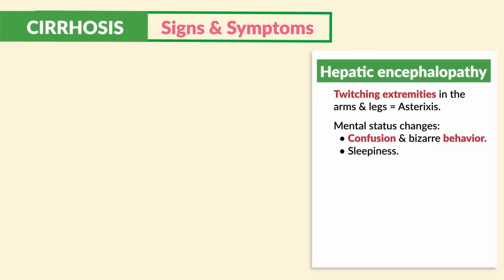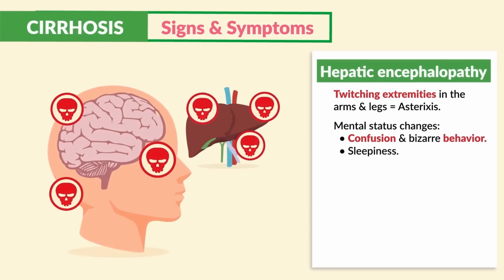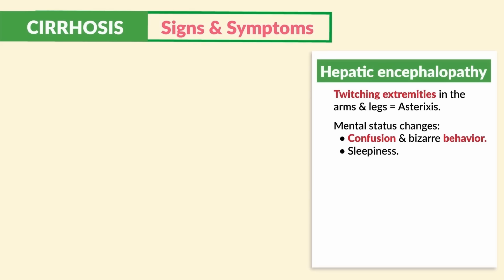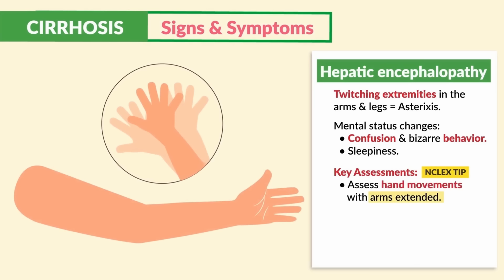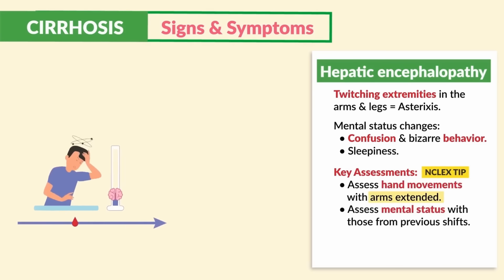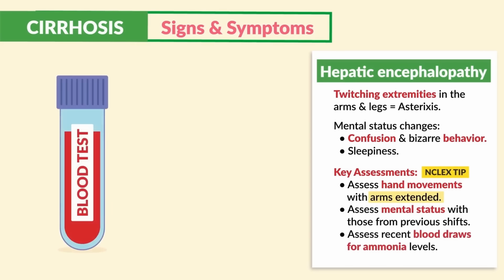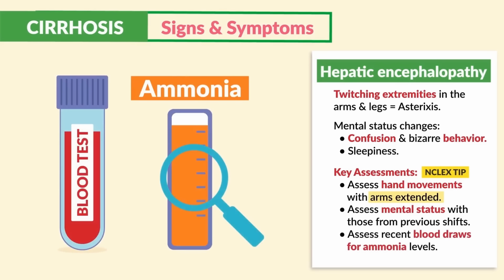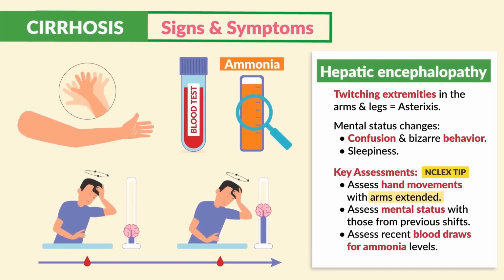Now, Select All That Apply questions love to ask about assessments for hepatic encephalopathy. So write this down. The key assessments include assessing hand movements with arms extended. Write that one down. Arms must be extended. Assess mental status with those from the previous shift, and assess recent blood draws for ammonia levels. Again, write those down. I can almost guarantee you it will come up on your exam.